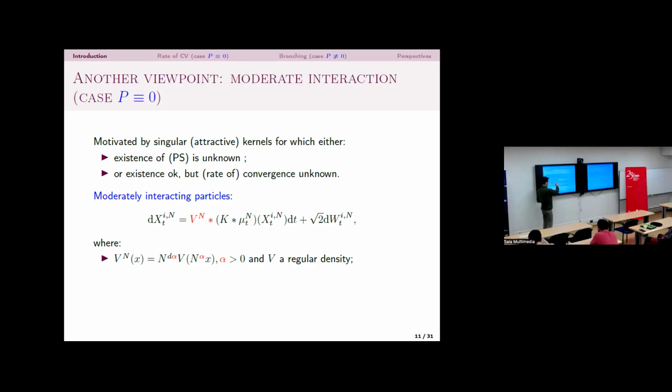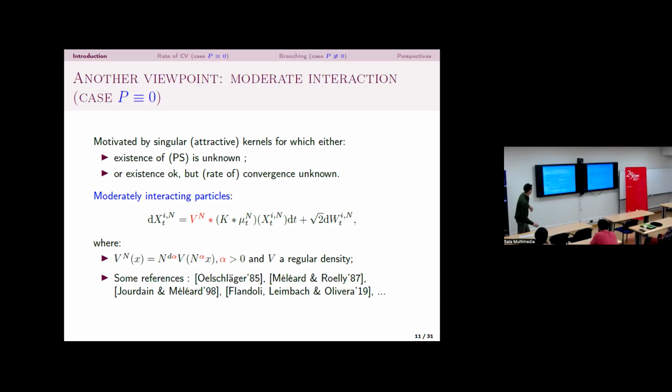Okay, so if the interaction kernel is Vn star k, this kind of interaction is called moderately interacting particles. It was introduced by Oelschläger in the 80s, and then there has been quite a lot of work in that direction. There will be a parameter here that I will use a lot, which is this alpha, which describes Vn. So V here is a smooth probability density. And then this alpha decides how peaked it will be, how fast somehow it will go to the Dirac.